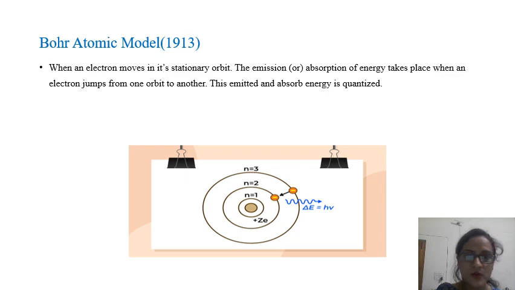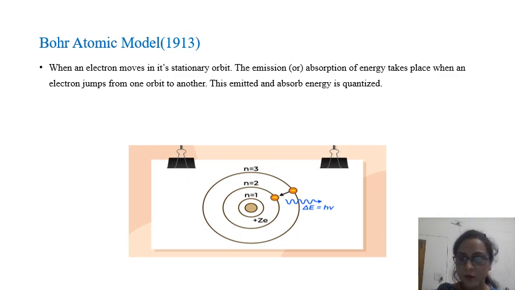When an electron moves in its stationary orbit, no emission or absorption of energy takes place. When an electron jumps from one orbit to another, this emitted or absorbed energy is quantized.